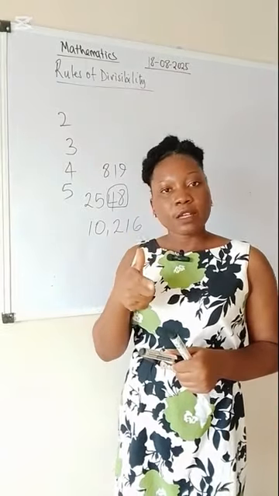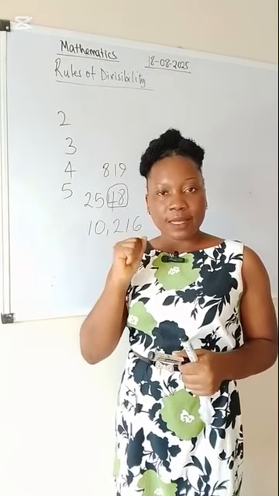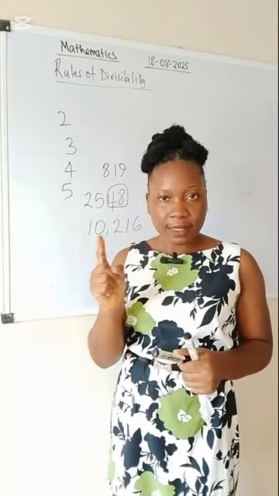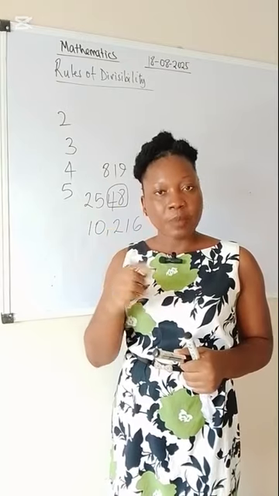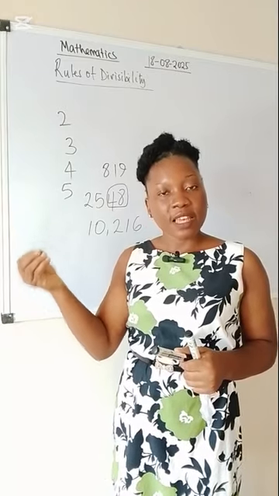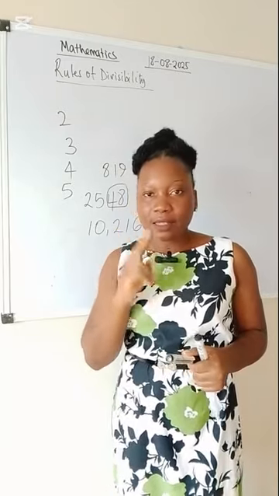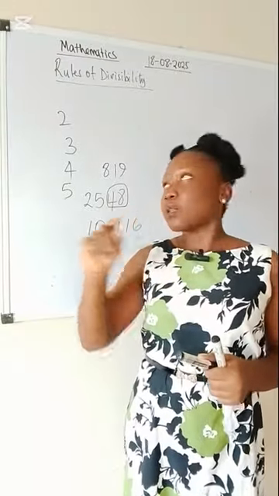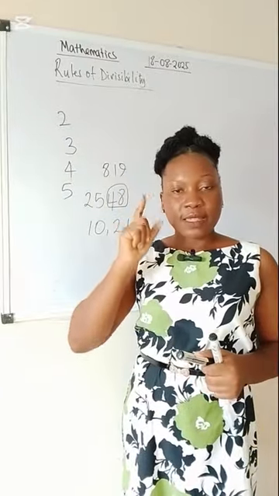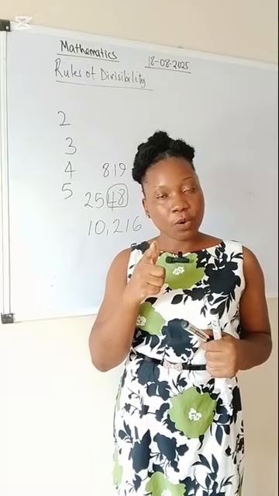For 6, 6 is a combination of the rule for 2 and 3. Okay, so a number is divisible by 6 if, 1, it's an even number. It must be an even number. If it's not an even number, then 6 cannot divide it. That means it must end in 2, 4, 6, 8, or 0. That's how you know it's an even number. So that's the first part of the rule. And the second part of the rule is if the sum of its digits is a multiple of 3. So it's like a combination of 2 and 3. So a number is divisible by 6 if, 1, it is an even number, 2, the sum of its digits is a multiple of 3.